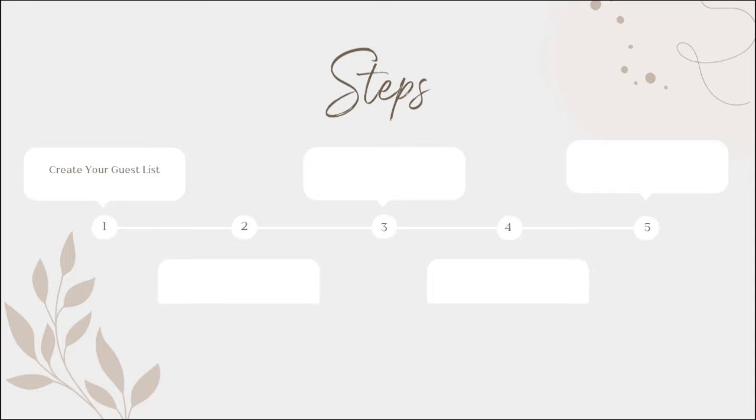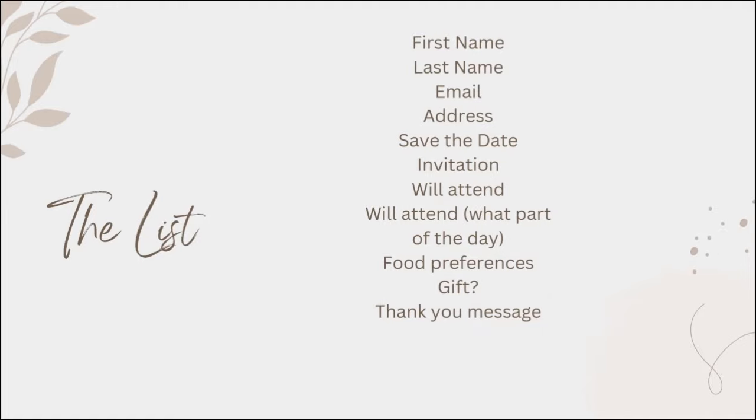Once you have a list of names, it's time to organize them. You can already start by creating an Excel sheet. This will help you later to keep track of everyone's contact details and RSVP status. You can find my Excel guest lists in the link below. This is to make your process a little bit easier.